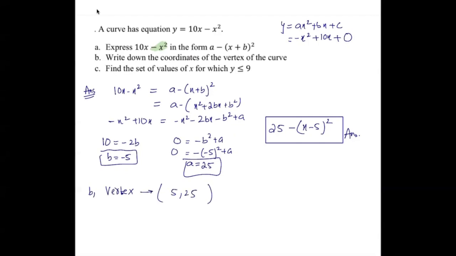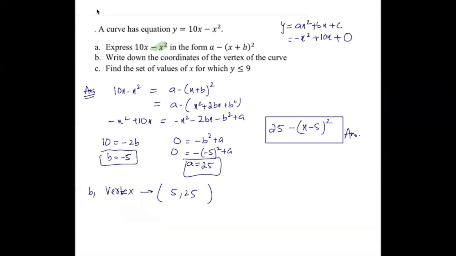Very good. Is this a maximum curve or a minimum curve? Maximum. Very good, because the coefficient of the bracket is -1. So this vertex is a maximum point.